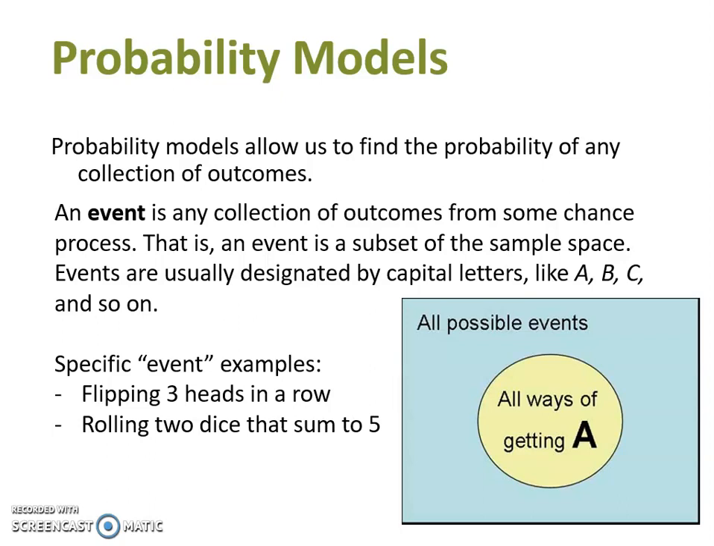Now, an event is any collection of outcomes from some chance process. That is, an event is a subset of the sample space. So it's a piece of it, it's a part of it. Events are usually designated by capital letters, like A, B, C, and so on. For example, specific events might include flipping 3 heads in a row, or when you roll 2 dice and you get a sum of 5. That could be the event. So you can see from the Venn diagram, this blue box represents all possible outcomes. That will be our sample space. And then inside is all the ways that you can get that particular event A.